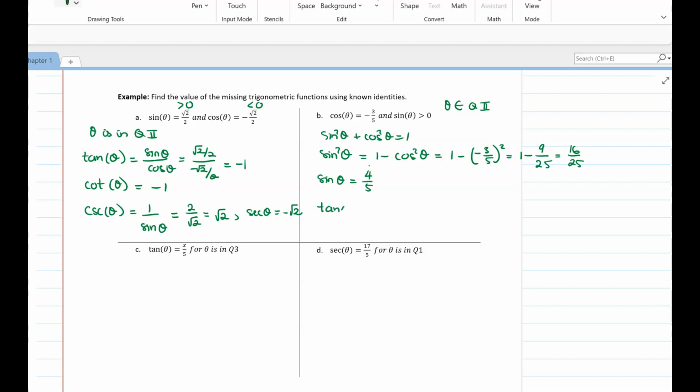Tangent of theta is equal to 4 over 5 divided by negative 3 over 5. That makes negative 4 over 3. Cosecant of theta equals 5 over 4. Secant of theta equals negative 5 over 3. And cotangent of theta is equal to negative 3 over 4.